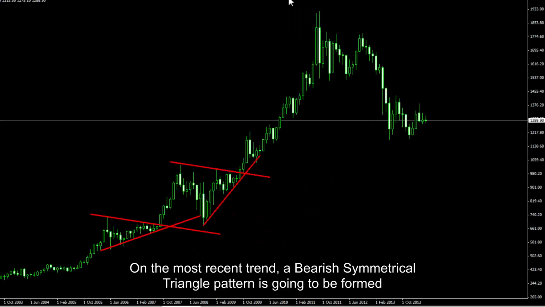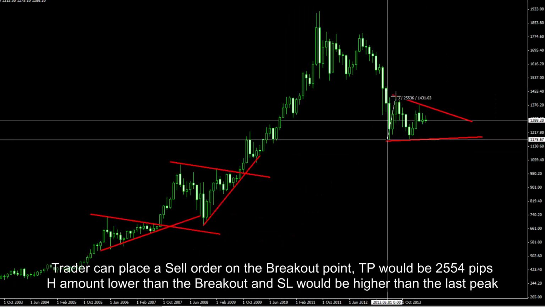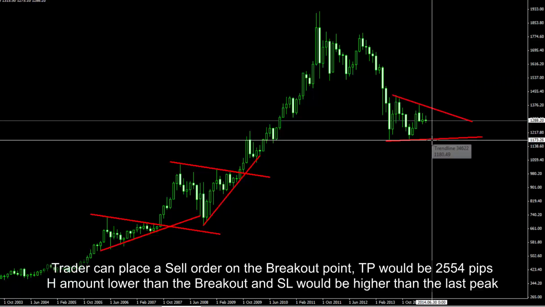On the most recent trend, a bearish symmetrical triangle pattern is going to be formed. A trader can place a sell order on the breakout point. TP would be 2,554 pips. H amount lower than the breakout and SL would be higher than the last peak.